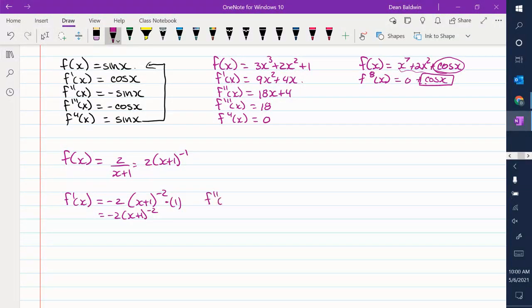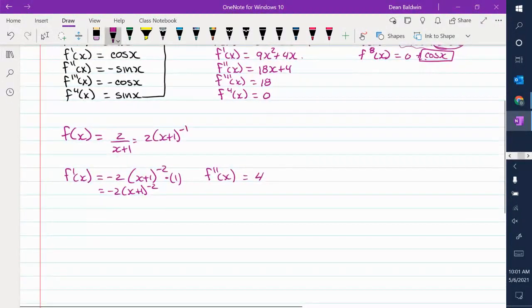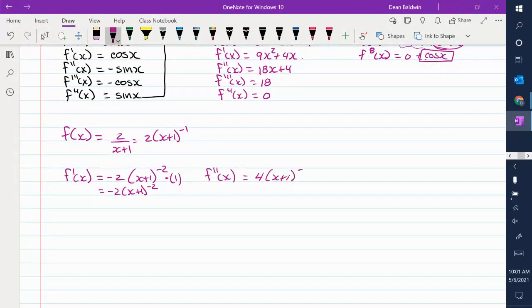So my second derivative is the derivative of that, which is going to be, is that going to be positive 4? To the minus 3, right? Which is just 4 over x plus 1 to the 3. Okay? Is that okay?